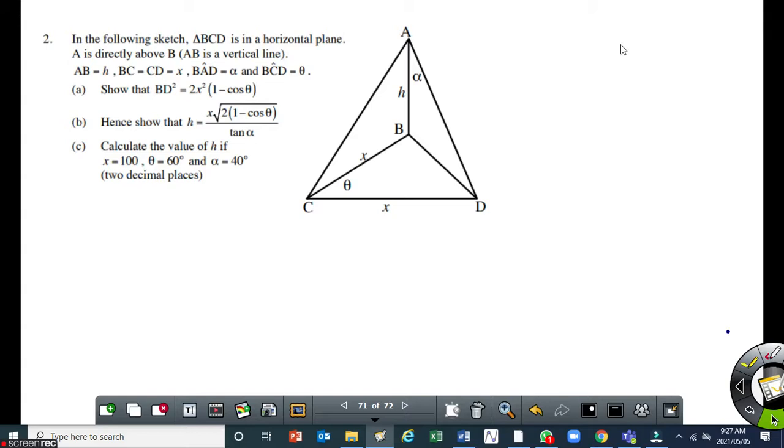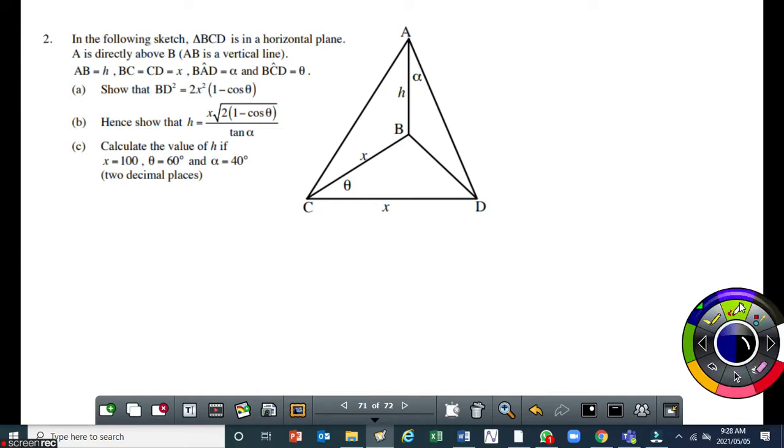required. So the first question says, show that BD squared is equal to 2x squared times 1 minus cos theta. Whenever you see a question like this, as long as you see cos, when you are doing a question on 2D and 3D, there are only two concepts that you're supposed to use. Trig ratios, if it's part of a right angle triangle, or if it's not a right angle triangle, cosine. So you should not get nervous because you saw that diagram and you saw those equations.